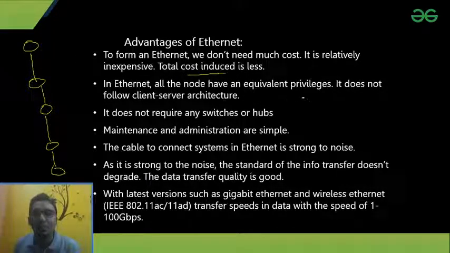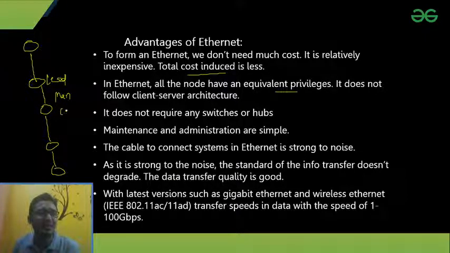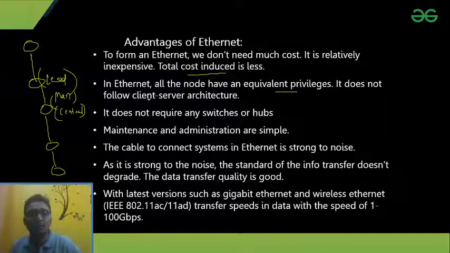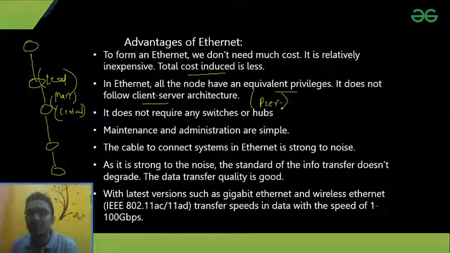In Ethernet, all nodes have equivalent privilege. As I talked about today, there is no leader or main node or central entity. Everyone is independent, an entity of its own. It does not follow client-server architecture. I can say it follows a peer architecture. Everyone is an independent entity.